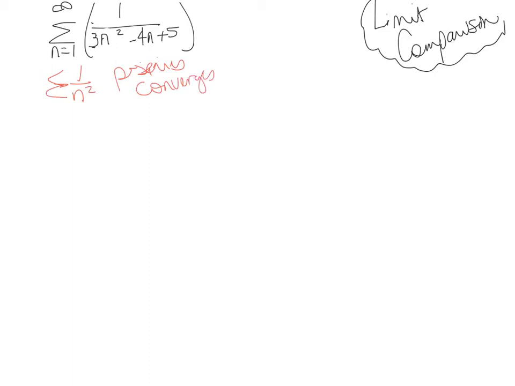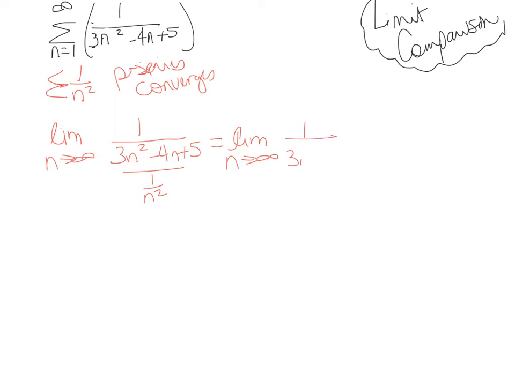So when you do your comparison, you take the limit as n goes to infinity. My pen is not writing real neat, sorry about that. You do 1 over what is given to you, 3n squared minus 4n plus 5 in this case, and you put it over 1 over n squared. That is the same math that I like to call keep, change, flip. To simplify, you take the limit of 1 over 3n squared minus 4n plus 5 times n squared over 1.